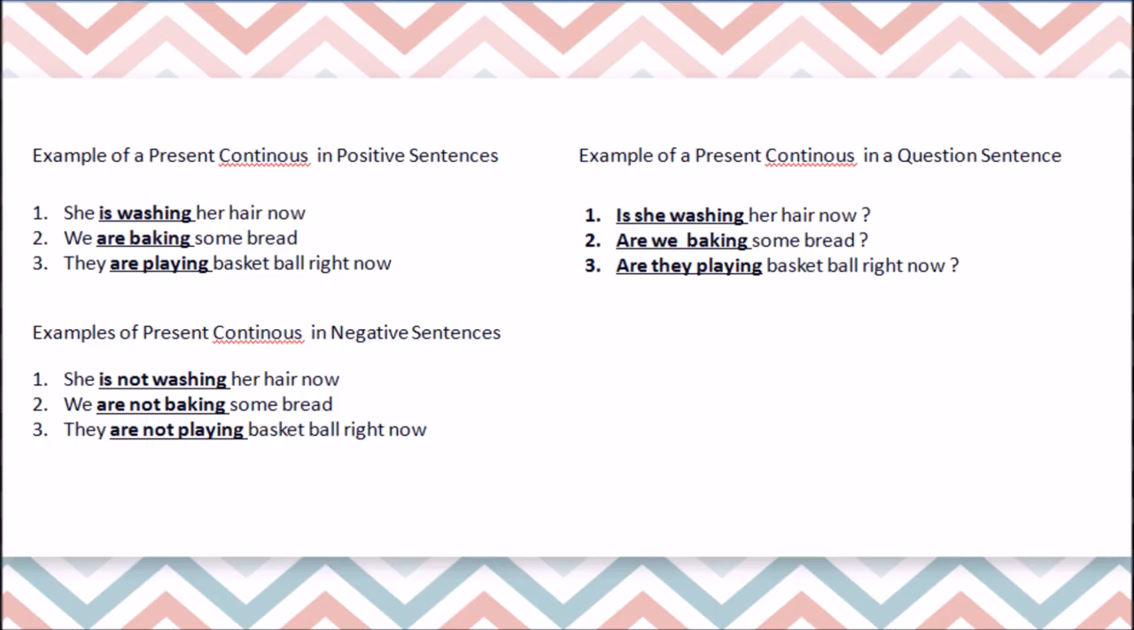Example of present continuous in negative sentence. She is not washing her hair now. We are not baking some bread. They are not playing basketball right now.